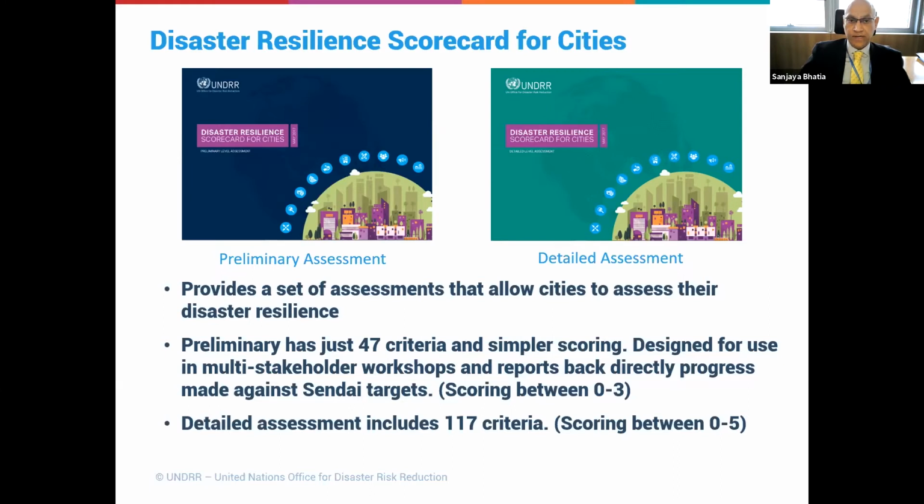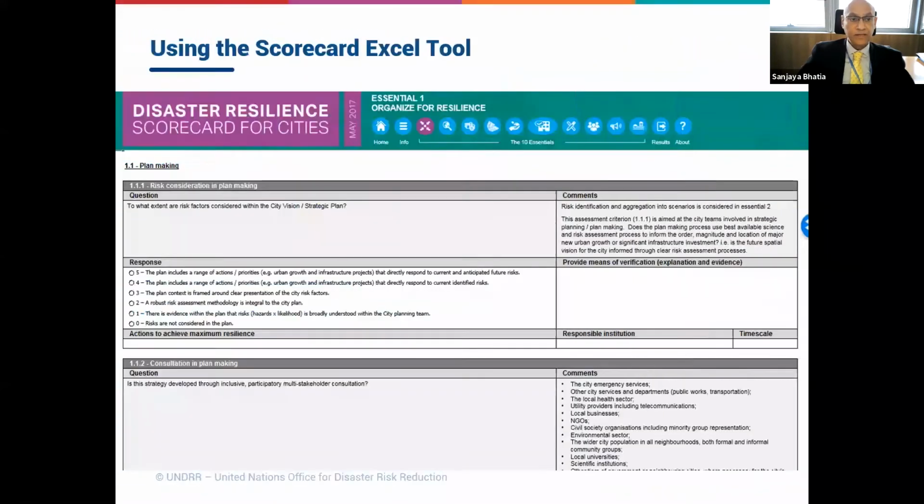So there are two levels of the scorecard. There is a preliminary and there is a detailed. The preliminary has 47 criteria or indicators. The one I shared with you was the preliminary. Scoring is between 0 to 3, and the detailed one is scoring between 0 to 5. But we can have a look at the detailed one here, and this is what it typically looks like. So there is a question or a criteria, and then there is a response. So 0 is of course nothing is done, and 5 is the best scenario.